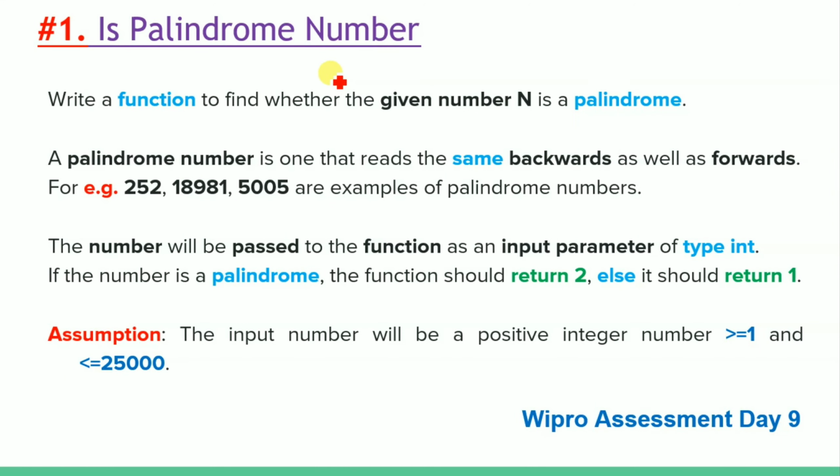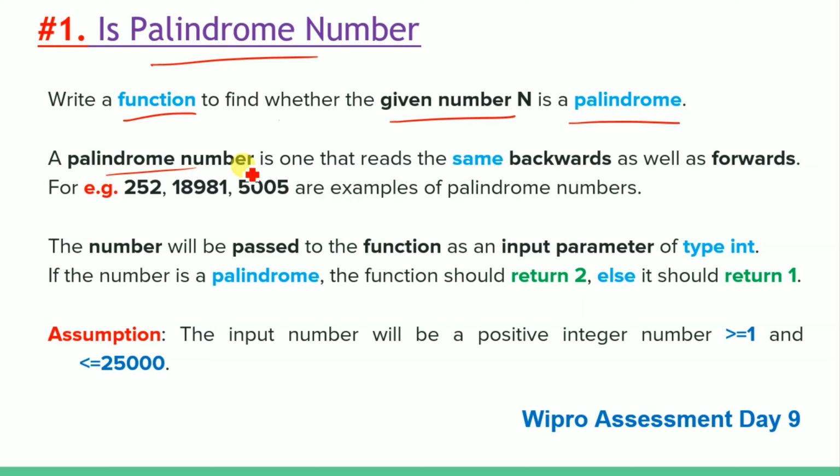Hello friends, now we will discuss the first question of day 9. Here the question is to find the palindrome number. Given that, write a function to find whether the given number n is a palindrome. Here the definition of palindrome number is given.